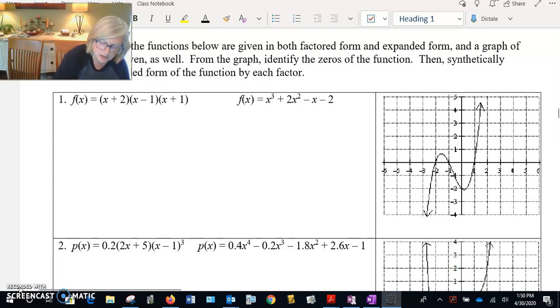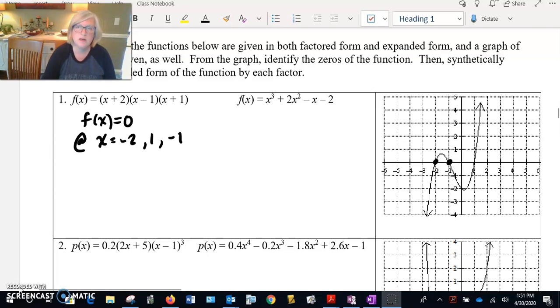Now, down here, I'll do the first one and I'll leave the second one for you to do. But basically, if I have this function f of x, it's already in factored form. So that's kind of nice here. So I know that f of x is equal to 0 at x equal to negative 2, 1, and negative 1. And we see that over here, negative 2, negative 1, and 1 on the graph as well. So it's fairly straightforward.